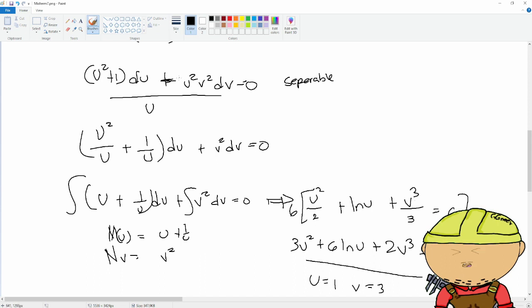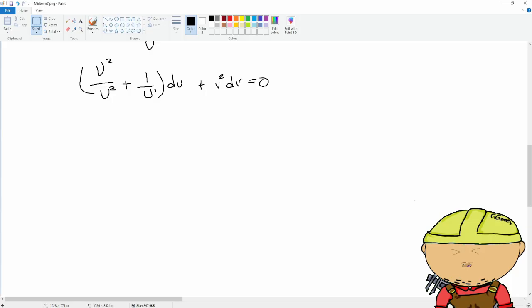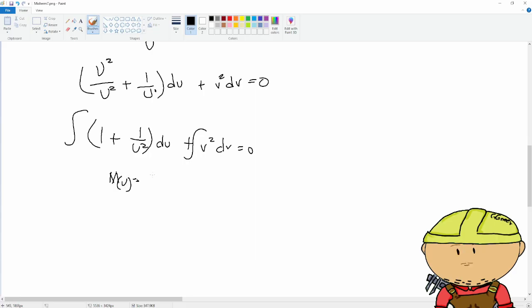We divide both sides by u squared. This should be u squared. Okay? Not so fast, right? Sometimes when you're doing an equation too fast, you're going to get it wrong, because sometimes you think it's easier. Oh, it's wrong, right? See? I make mistakes when I'm doing things so fast. So your M of u is 1 plus 1 over u squared, and your N of v is v squared.